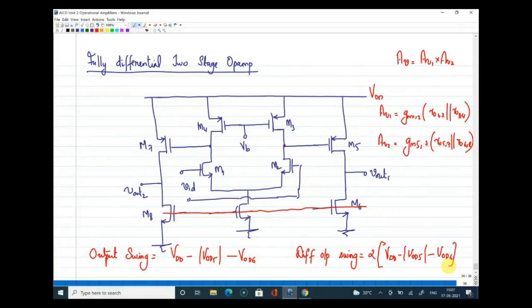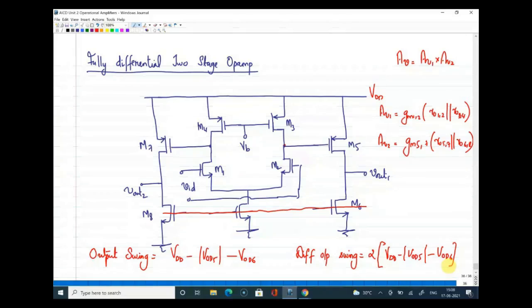M5 and M6. For that stage, when we are giving the signal to the gate of that amplifier, there will be a limitation in the input swing. We had discussed this, I remember, as a disadvantage.